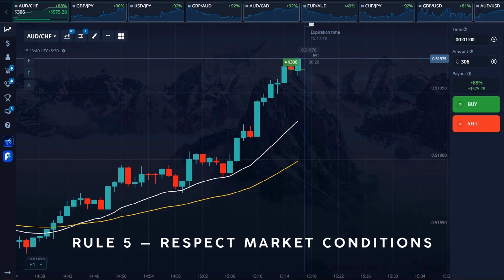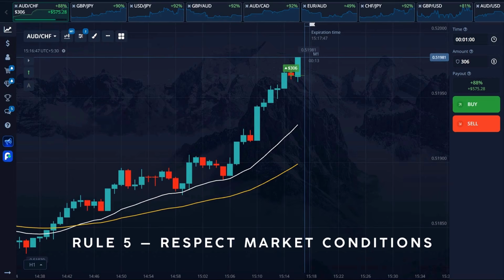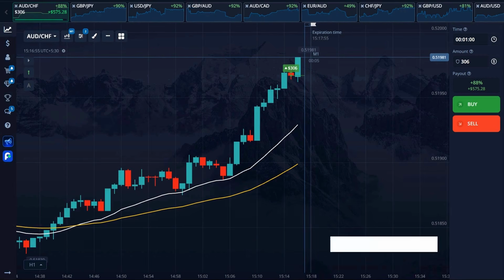Rule 5. Respect market conditions. Best conditions: London session, New York session, OTC. The strategy works extremely well in medium volatility trends. Avoid major news, the first minute of the hour, and very fast candles.